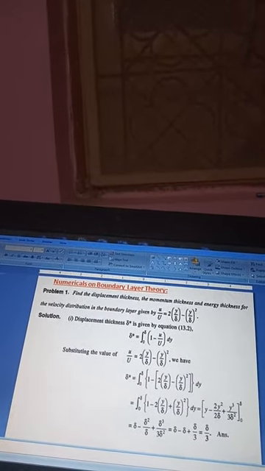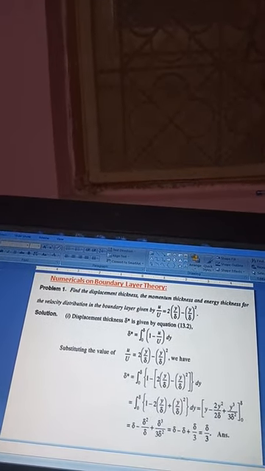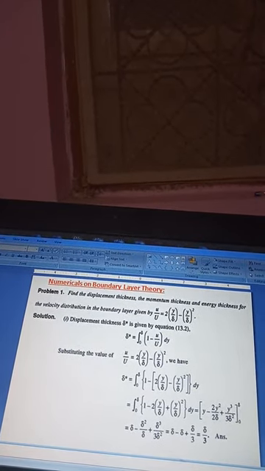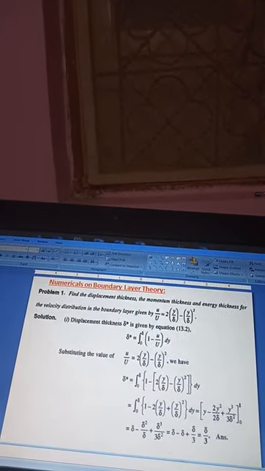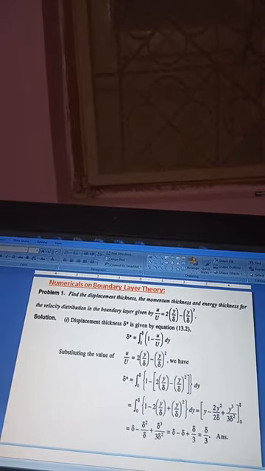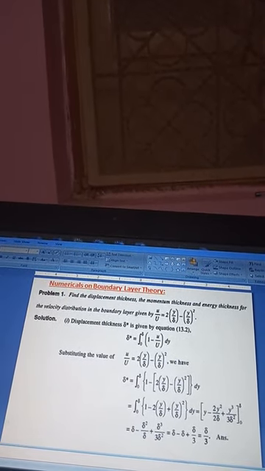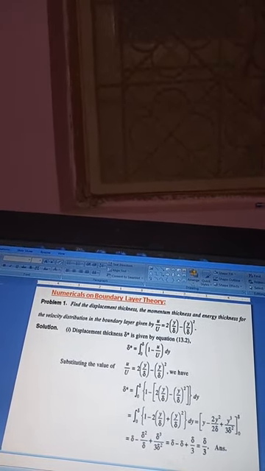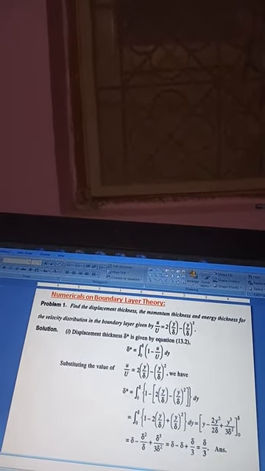Now I have told you that the boundary layer is expressed in terms of velocity inside that boundary layer, and that velocity is expressed as a function of y, that is the distance in the perpendicular direction, and capital U is the free stream velocity, and delta is the boundary layer thickness. Now the numericals are very simple for boundary layer theory because there is only a formula and you have to just put the values in that formula and get the answer.